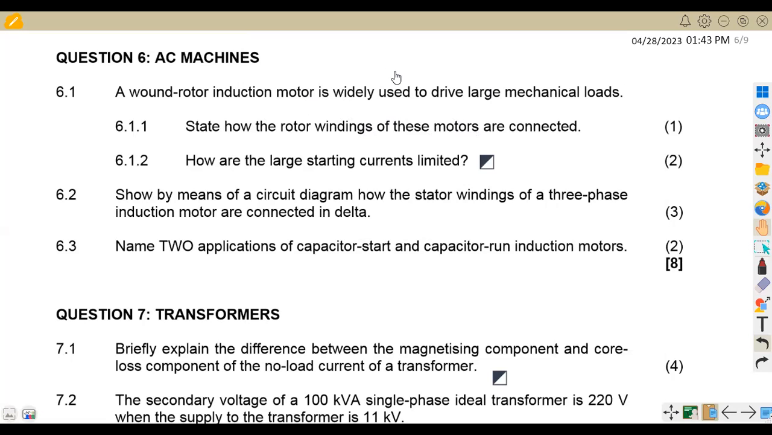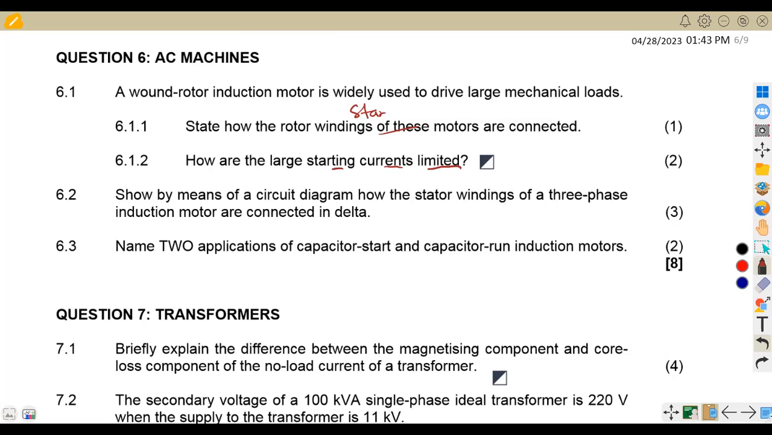So this is in delta, not delta, but star. Guys, this is a star connection. All right, so these are connected in star. Then how are the large starting currents limited? We are dealing with the limit of current. So how are the large starting currents limited? How are you going to limit the large starting currents?